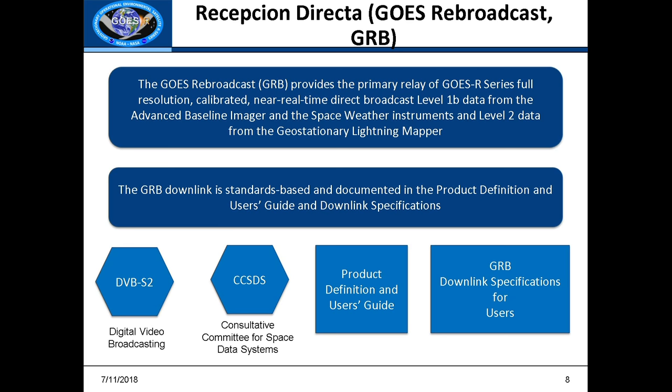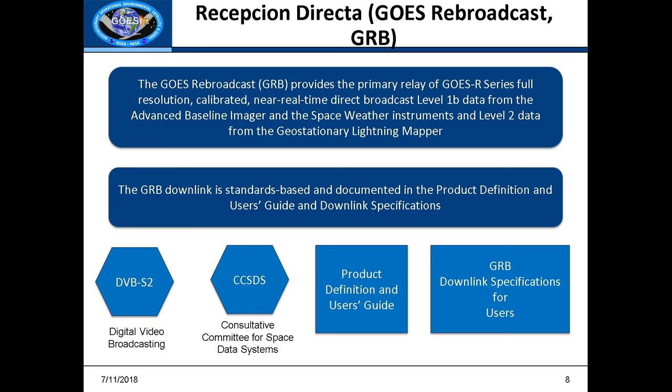Now, we don't provide those receive stations. Users have to either build their own or purchase one. Fortunately, there are many vendors now and manufacturers that provide hardware and software. C-Space is one. That's the company that installed the system here. There are others as well. And they worked with us early on, so they would be ready when GOES-R launched and GOES-16 started transmitting data. So by using these standards and documents, the vendors and the manufacturers were ready.